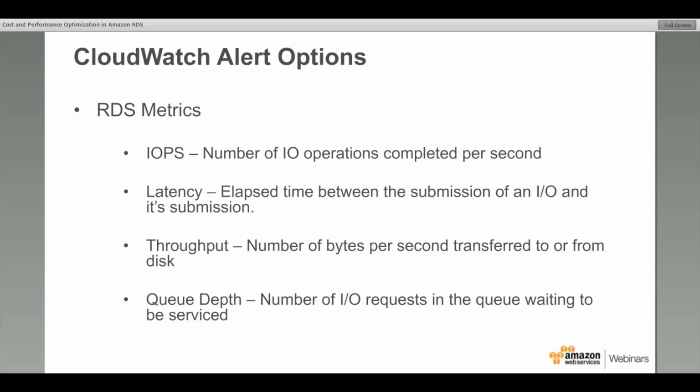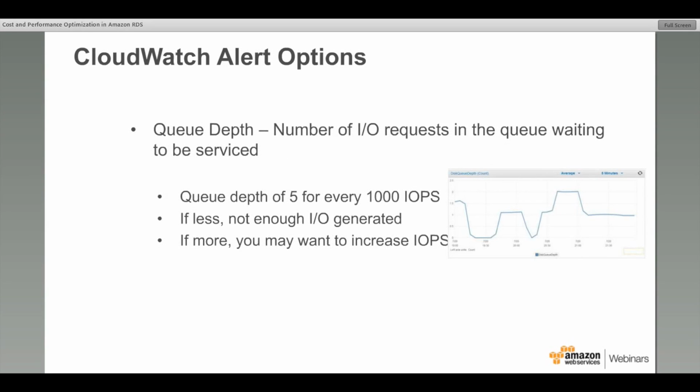as well as latency, throughput, and queue depth. I wanted to talk a little bit about queue depth. That's essentially the number of I/O requests in the queue waiting to be served. From a best practice perspective, we talk about a queue depth of 5 for every 1,000 IOPS. If that number is below 5 for every 1,000 IOPS, generally you're not generating enough I/O, so you could potentially scale back your provisioned IOPS. If it's more, then you might want to increase your IOPS, and that's potentially where you need to increase the amount of storage allocated, or increase the provisioned IOPS ratio on that storage.